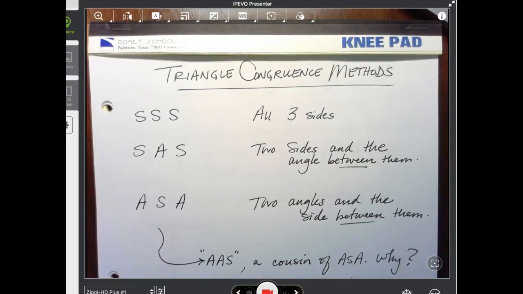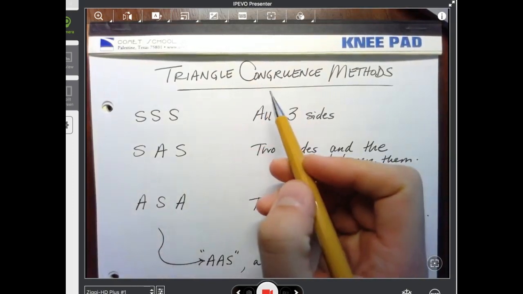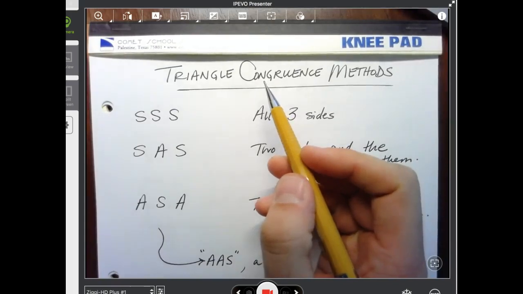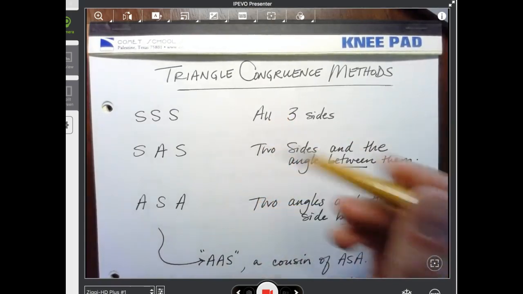I'm excited that we're getting into triangle congruence because this is really the first part of geometry where we can start to use our knowledge about triangles and our knowledge about proof and combine it all into one big party. So we're going to start today by talking about triangle congruence methods. And these are methods of proving that triangles are congruent.